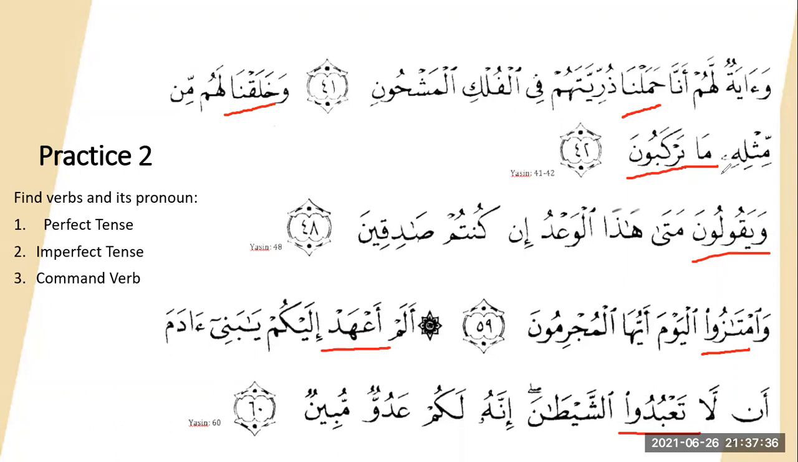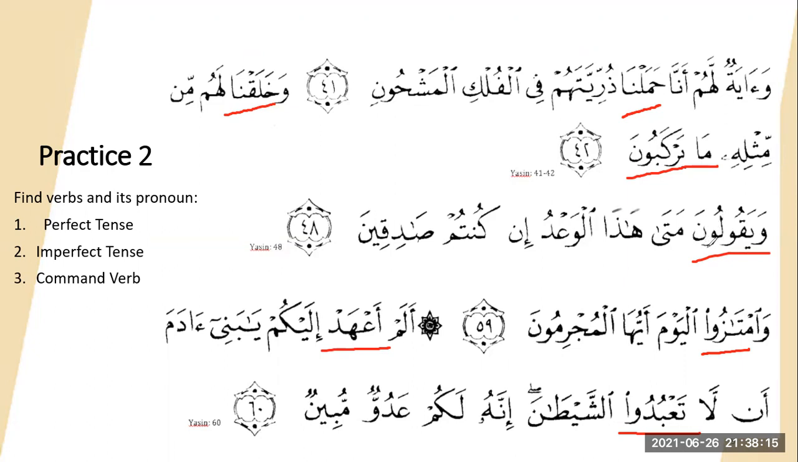Ta'budu will be fi'l mudhari. First person, second or third? "Anta" means you. You means second person. Singular or plural? With a waw there, waw jamak means plural. So ta'budu means you all. Worship: the root ain ba dal, abd, worship.